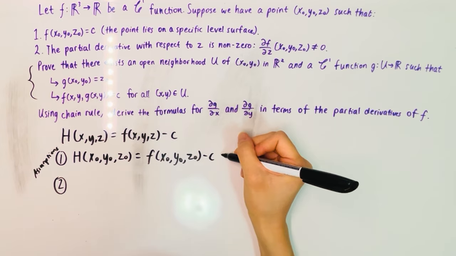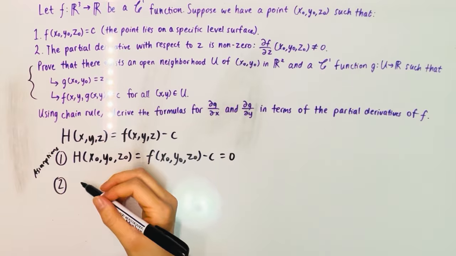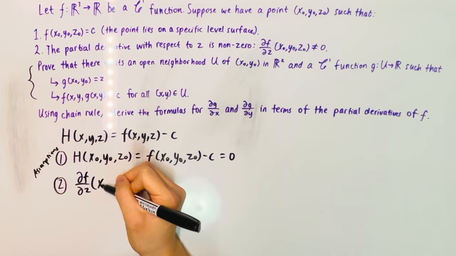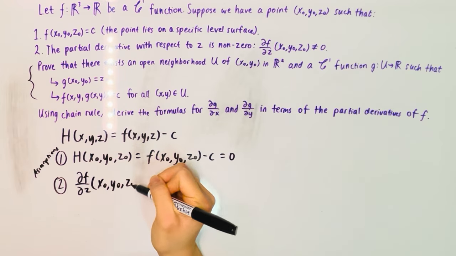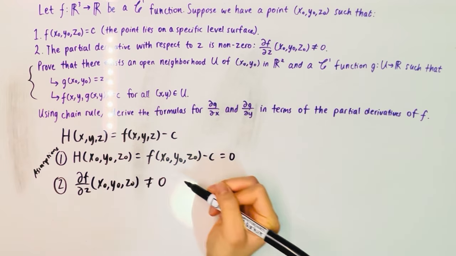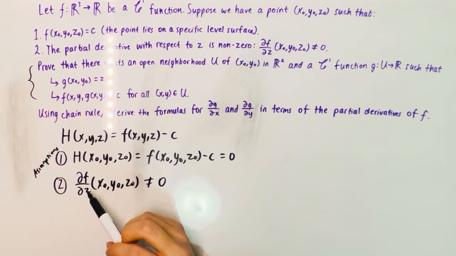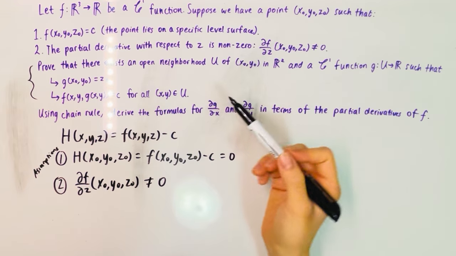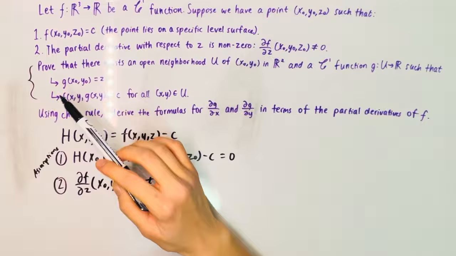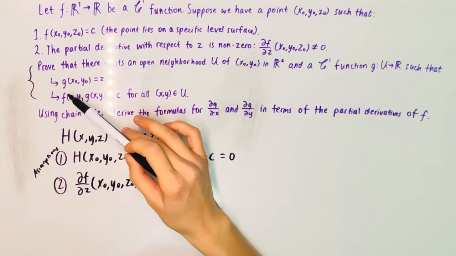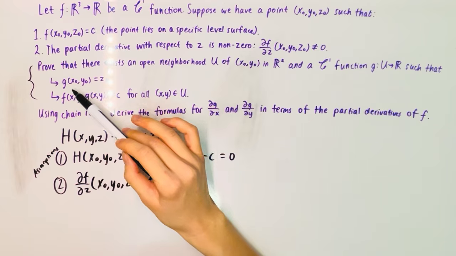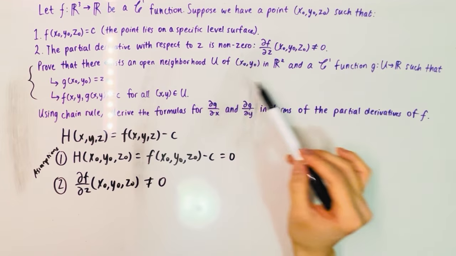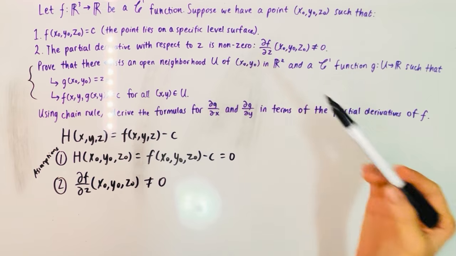Notice this is equal to 0. And also df dz of x0, y0, z0 is non-zero. In other words, df dz is going to be invertible, and we want that to be true in order to find a unique function g such that g of x0, y0 equals z0, and also g of x, y equals z for all x, y in this open neighborhood.